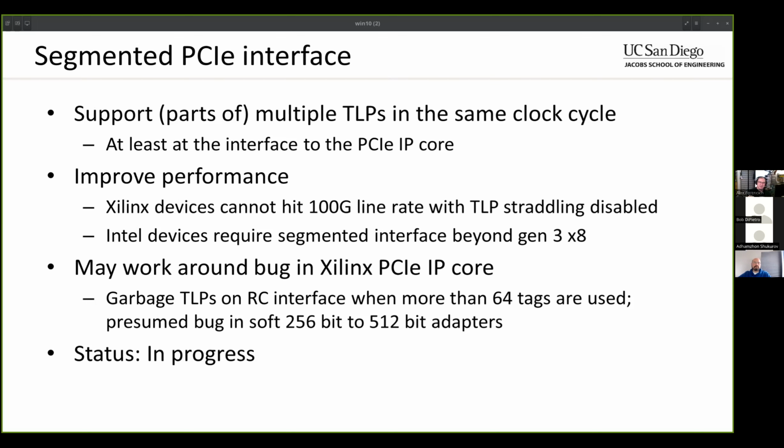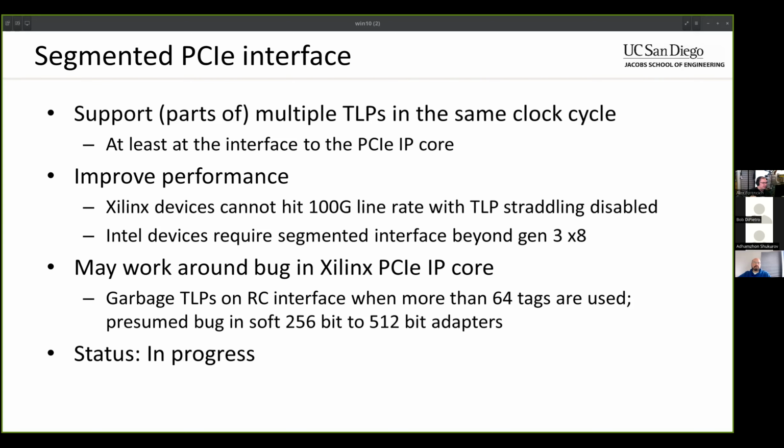So I'm not going to make the DMA engine segmented right now, but I'm going to look at implementing some sort of an adaptation basically between the IP core and the DMA engine, so that things will work and we'll get a little bit more throughput.